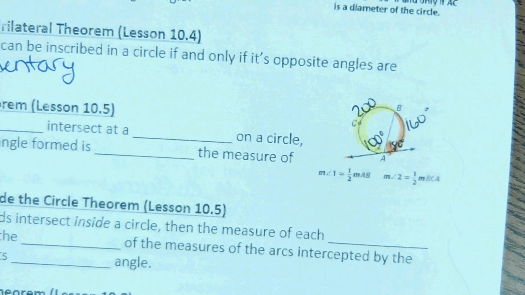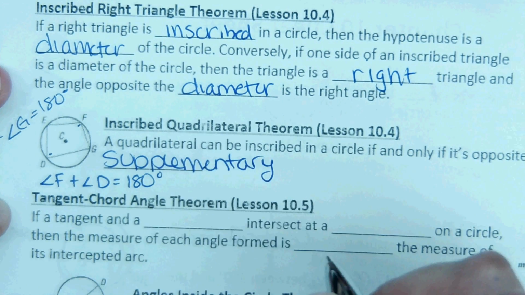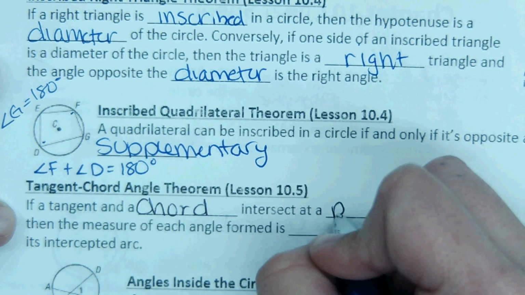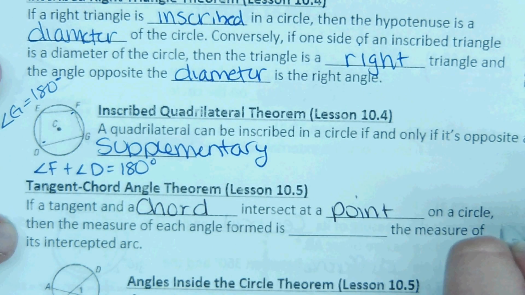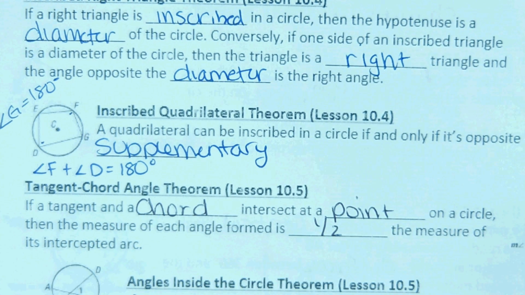Okay, in terms of words, if a tangent and a chord intersect at a point on a circle, then the measure of each angle formed is 1/2 the measure of the intersected arc.